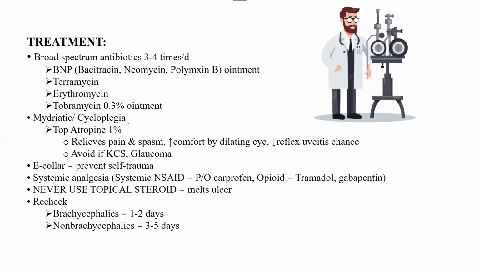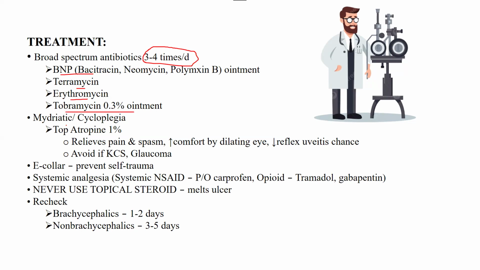Next is treatment, and treatment is very important to understand. Even if it is an uncomplicated ulcer that is not complicated by bacteria or anything like that, you are still going to start with broad spectrum antibiotics 3 to 4 times a day. You need to remember this frequency from the paper point of view, because when we see the complicated ulcer, we are going to see that the frequency increases. The antibiotics that can be used are BNP, bacitracin, neomycin, polymyxin B, terramycin, erythromycin, tobramycin ointment.